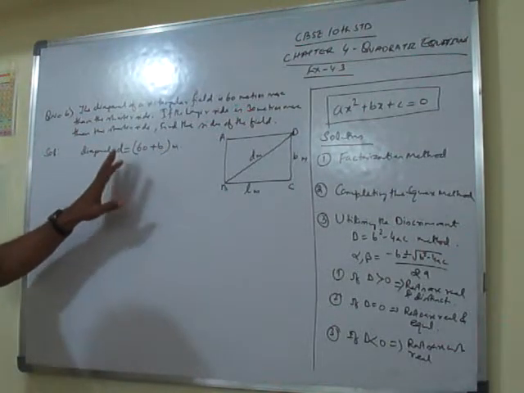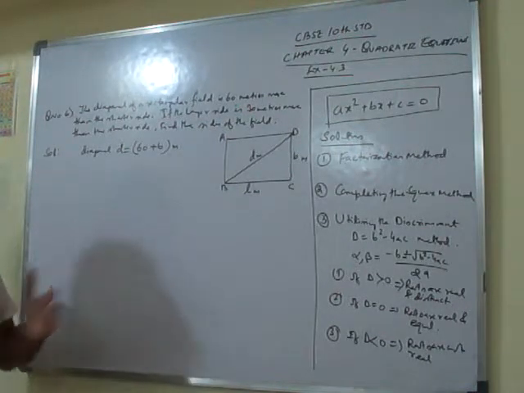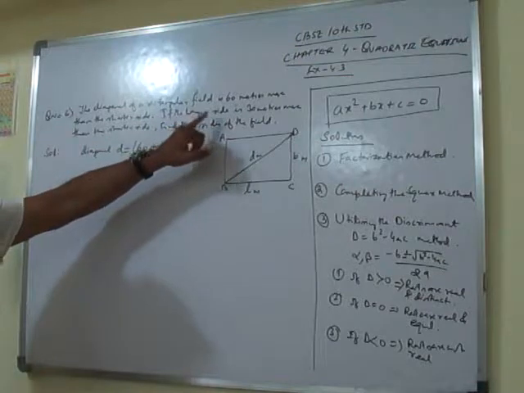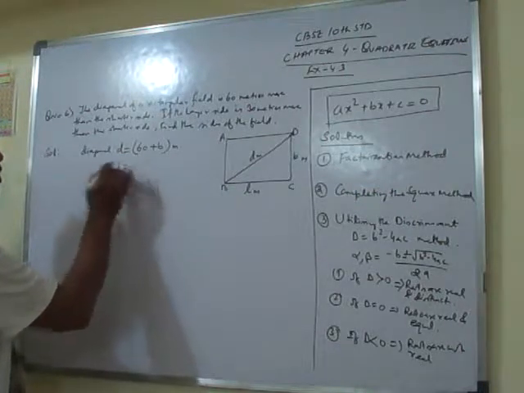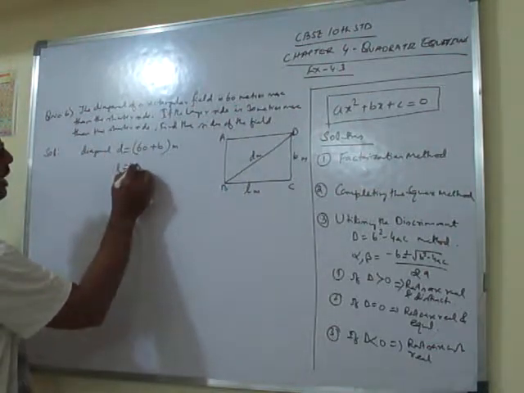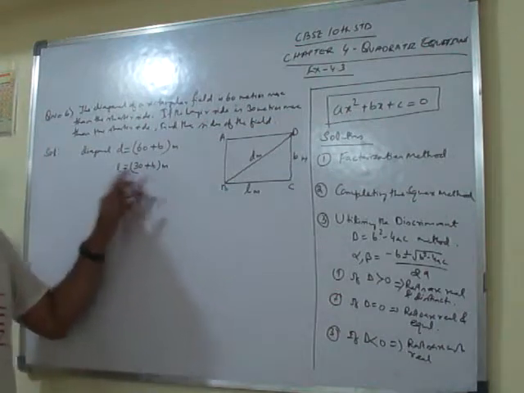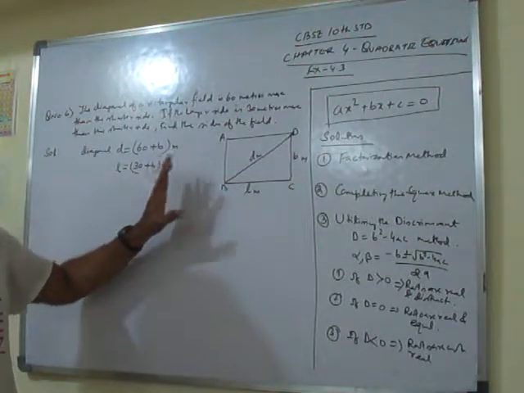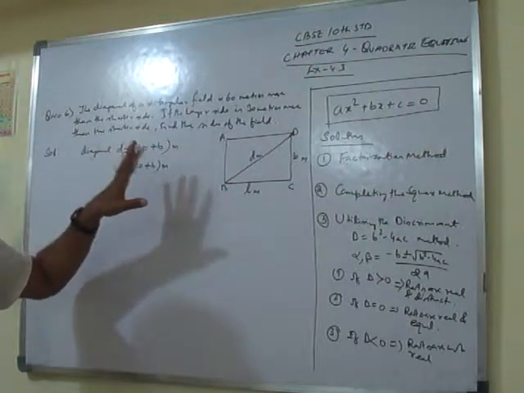Correct? So this is the first information given to us, which we will utilize to find the solution of the question. The second sentence says the longer side is 30 meters more than the shorter side. The longer side is BC. So we can write L is 30 plus B meters. So these two pieces of information are given to us. We need to create a quadratic equation and solve it. By utilizing these two pieces of information, let us first create the quadratic equation.